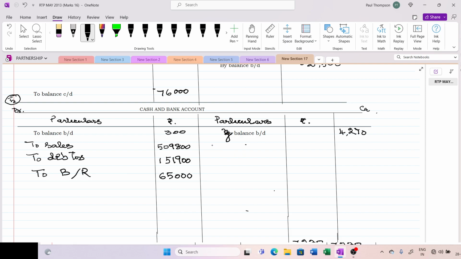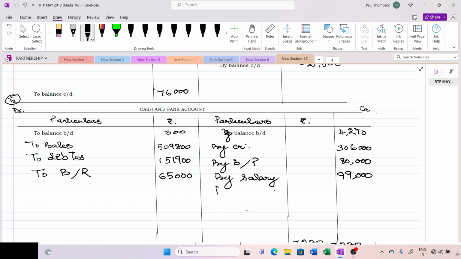Then trade creditors. They have made a payment to creditors for credit purchases 3,06,000. Then for bills payable, payment made for bills payable 80,000. I am writing everything in short; please don't write like that. Next one, they have made a payment of salary. Salary, the payment made is 99,000.